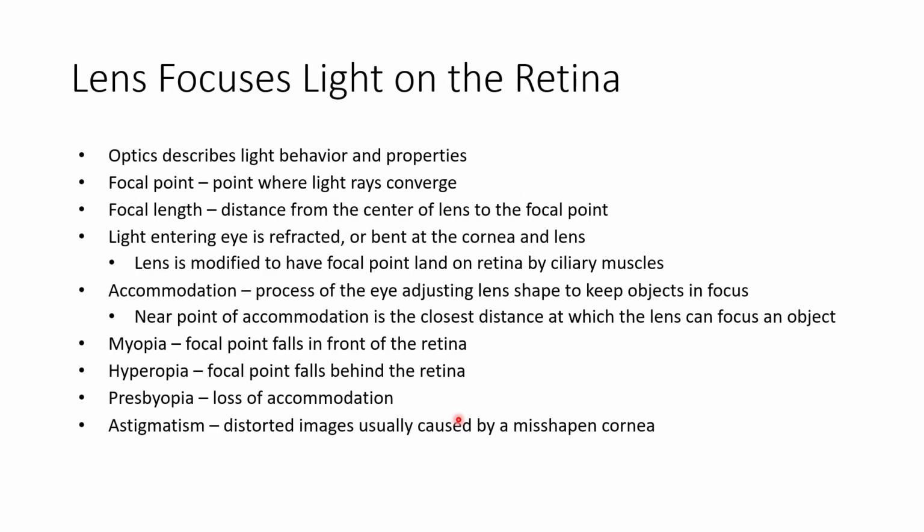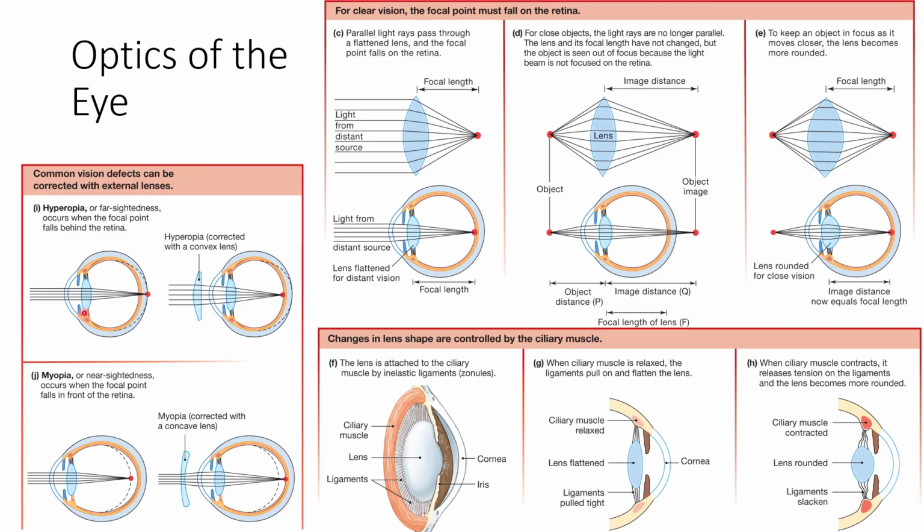Now, I used some of these terms in my previous discussion about those focal points, so let's talk about that. When we describe light behavior and properties as they're associated with the eye, what we're really talking about is the field of optics. There are a few things in optics that we need to be familiar with. One is the focal point. This is the point where light rays converge. If we look right here, you see light coming into the eye. The lens then converges the rays onto a spot. This spot would be the focal point.